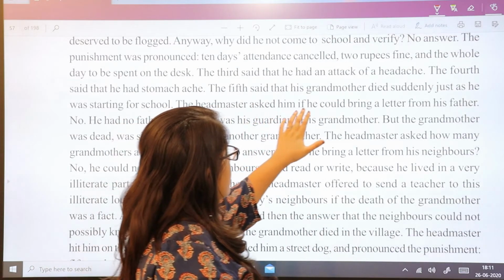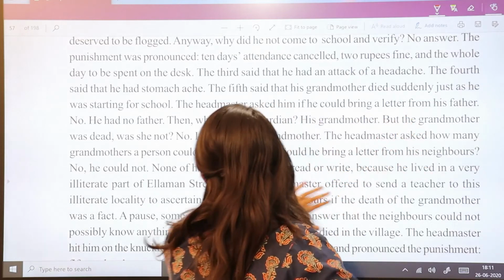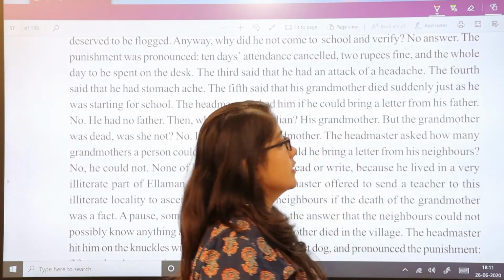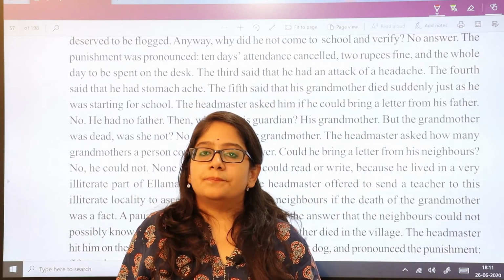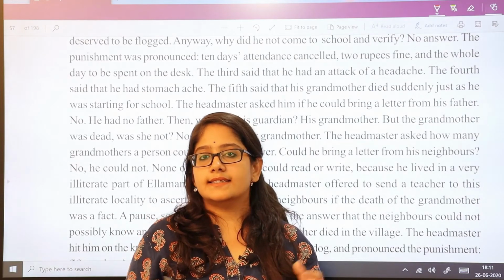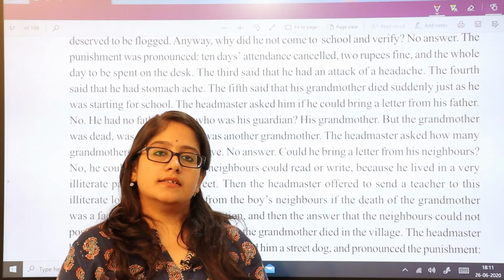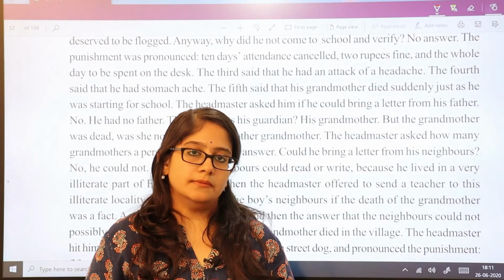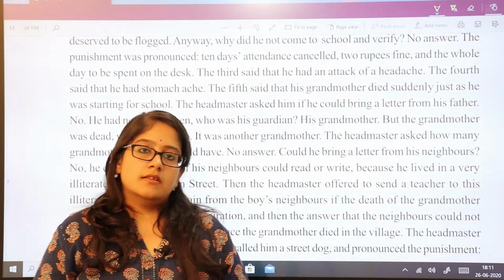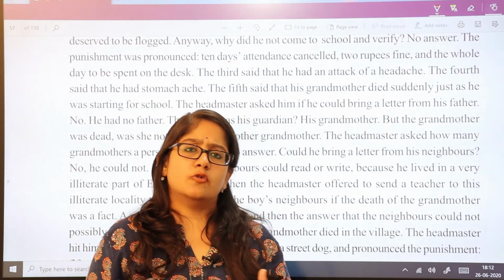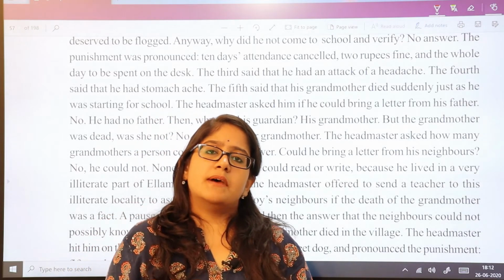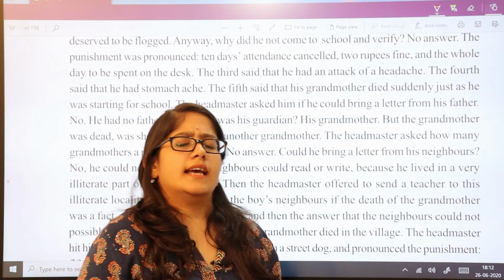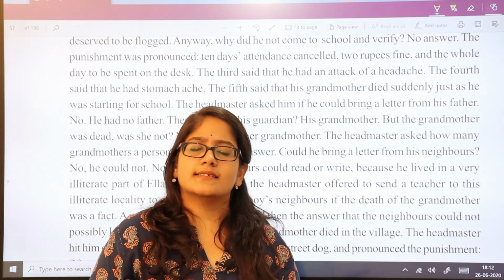The headmaster asked him if he could bring a letter from his father. No, he had no father. Then who was his guardian? His grandmother. So the fourth boy says that his grandmother died, that is the reason why he could not attend school the previous day. So the headmaster asks him to bring a written letter as proof, as evidence. The boy replies that he has nobody to write, he has no father. Then the headmaster asks him, who is your guardian? He says his grandmother. Now the headmaster is shocked because he said his grandmother died.